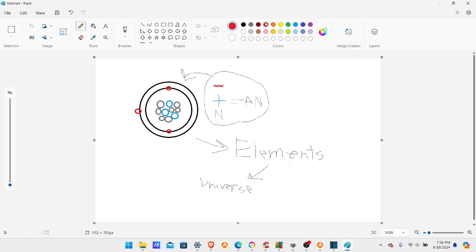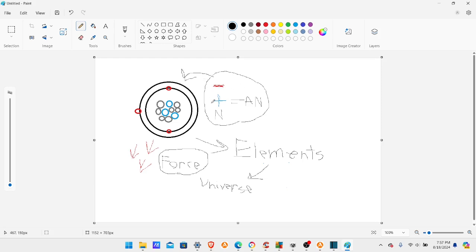But the interesting thing is that these electrons orbiting around the center can be pushed out of the atom's orbit via force. But that's going to be the basics for now, and we'll talk more about force in a later video. But this will be sort of the basics.